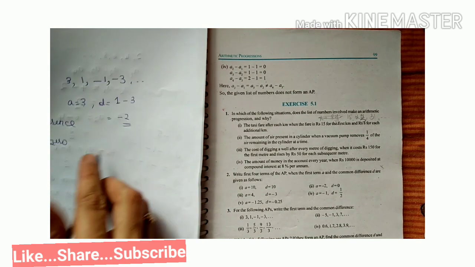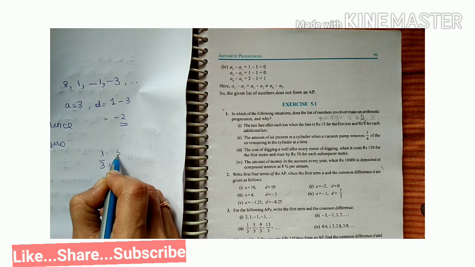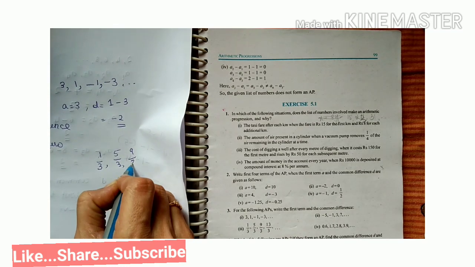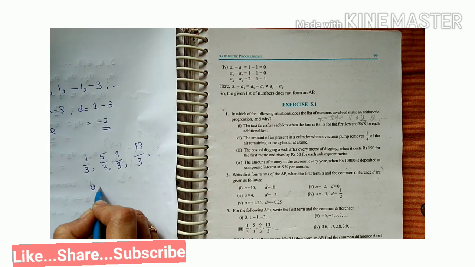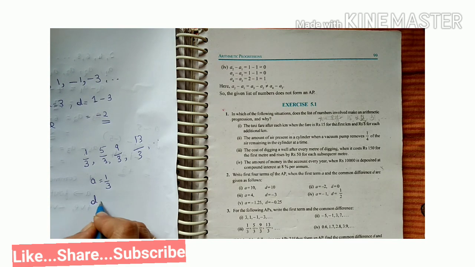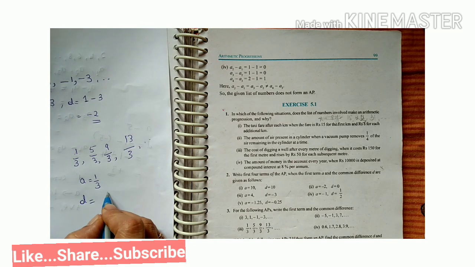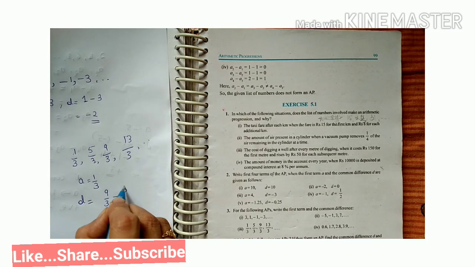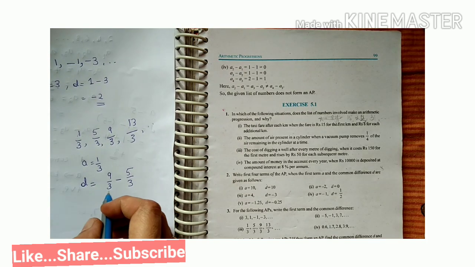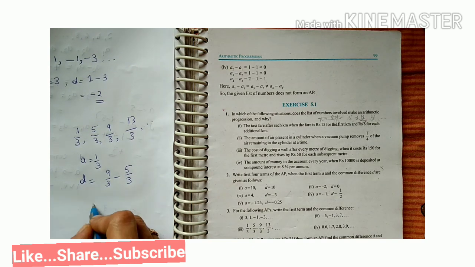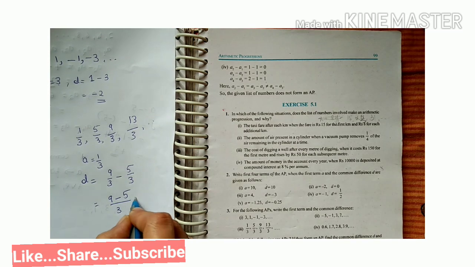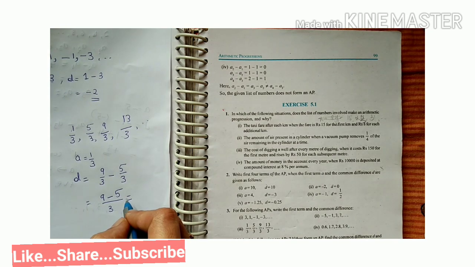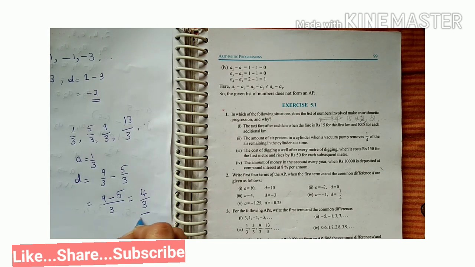Next example, 1 by 3, 5 by 3, 9 by 3, 13 by 3. Here first term is 1 by 3. Common difference is third term minus second term, 9 by 3 minus 5 by 3. Here LCM is 3. 9 minus 5 is 4. 4 by 3 is the common difference.